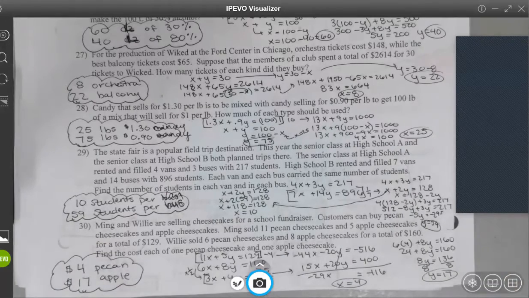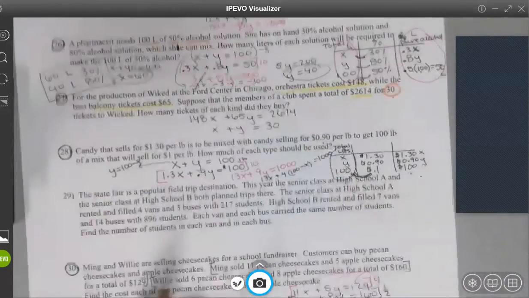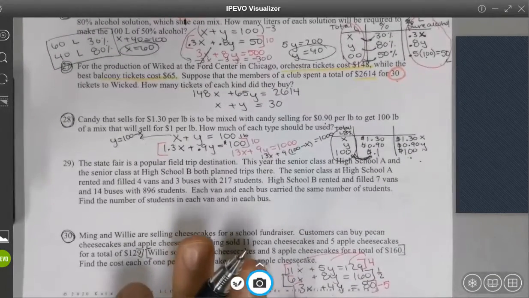Do we feel a little better, hopefully, about wording the problems? I can't really tell, it's hard. I don't have any classroom. I can't tell how lost you are. Hopefully that helped a little bit with those word problems.